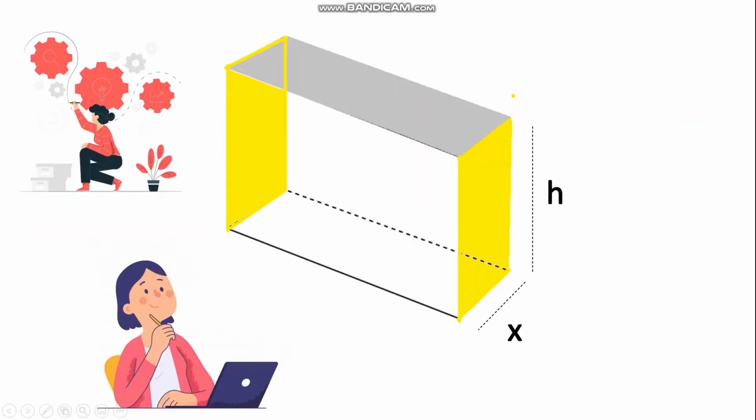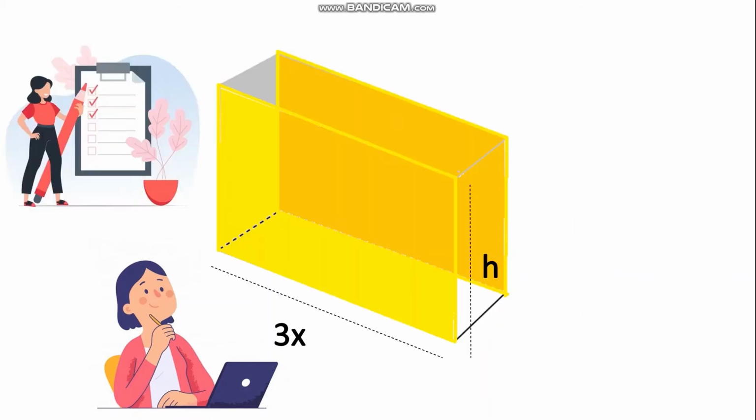Hi, my name is Nazran. As you can see here, this is the picture of the aquarium. There are two side rectangles, and the given width and length are S and H. The area of these two side rectangles is 2SH. Next, there are two front side rectangles, and the given width and length are 3S and H.